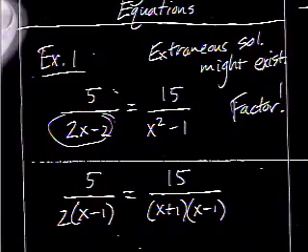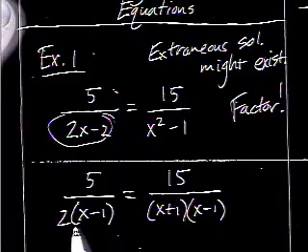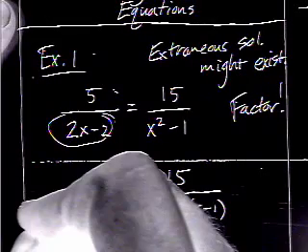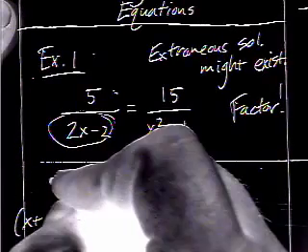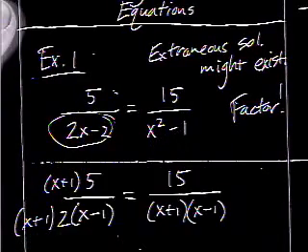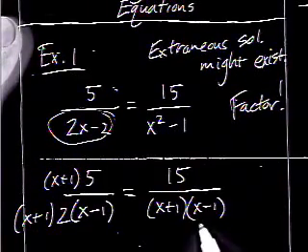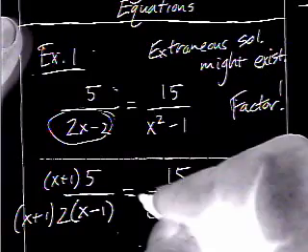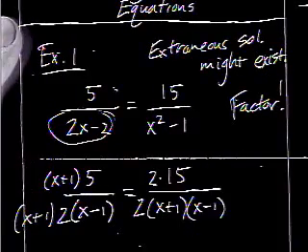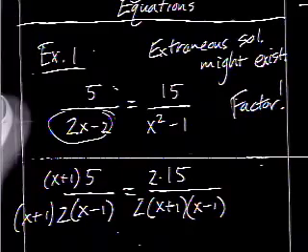So next, what I want to do is find my common denominators, and ask myself the question, what is one denominator missing that the other one has? Well, clearly this denominator over here is missing an x plus 1. So I'm going to multiply the top and the bottom by x plus 1. And what is this denominator missing that the other one has? It's definitely missing a 2. So I'm going to multiply top and bottom by 2.